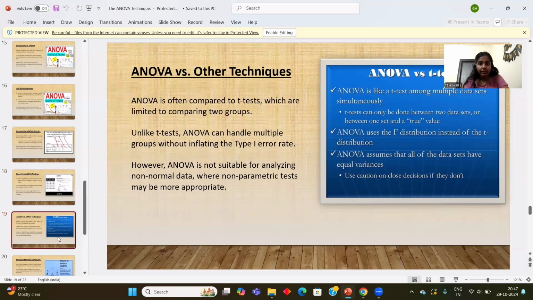ANOVA versus other techniques. ANOVA is often compared to t-tests, which are limited to comparing two groups. Unlike the t-test, ANOVA can handle multiple groups without inflating the type 1 error rate. However, ANOVA is not suitable for analyzing non-normal data, where non-parametric tests may be more appropriate.